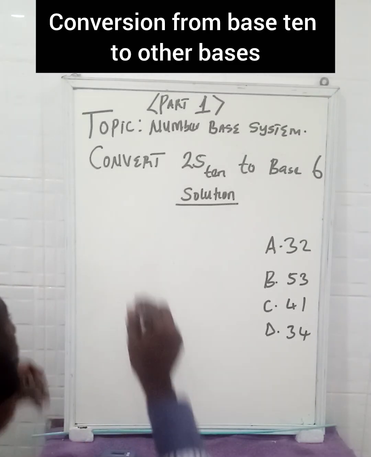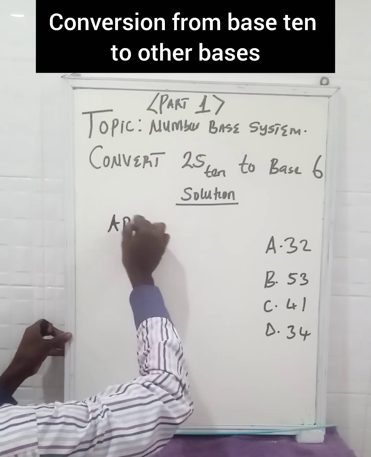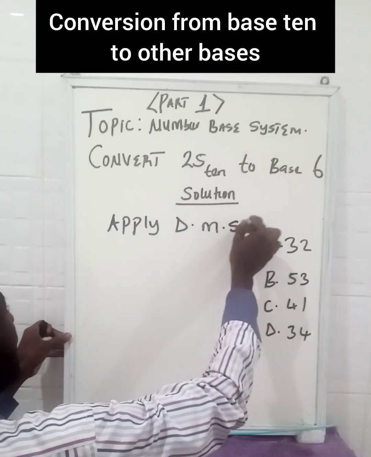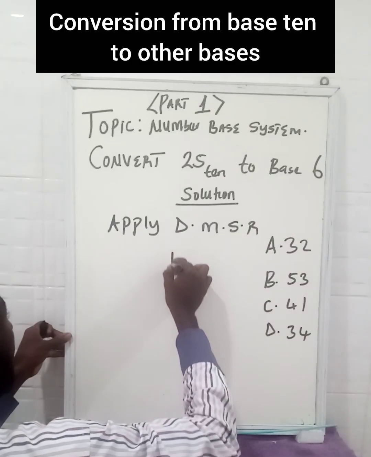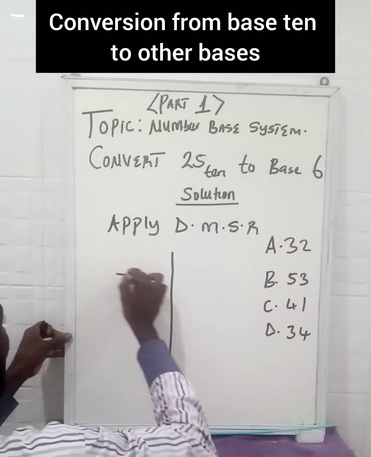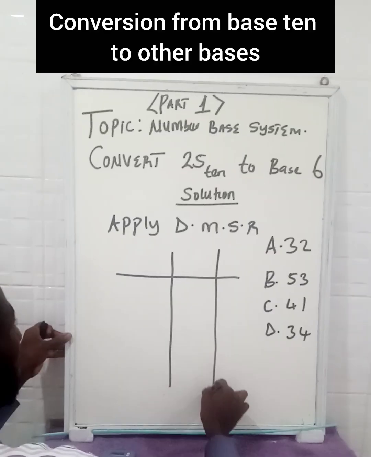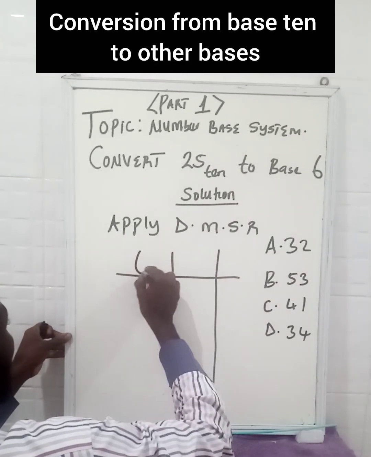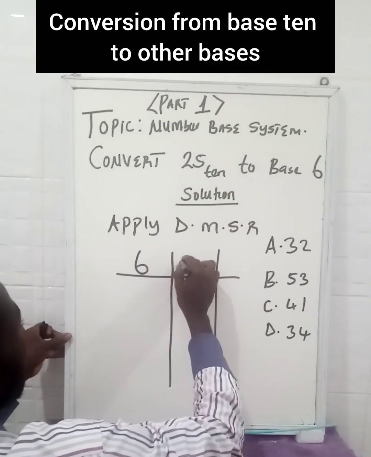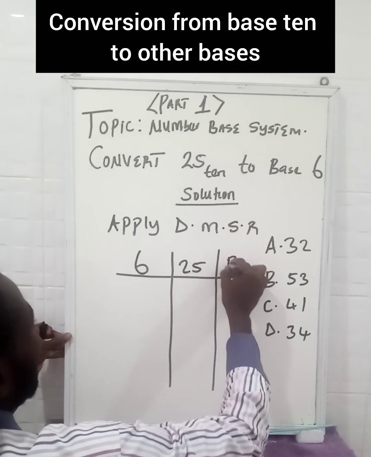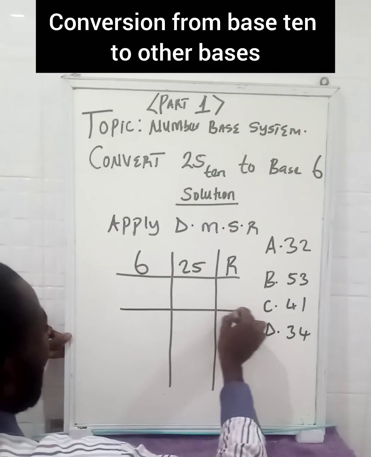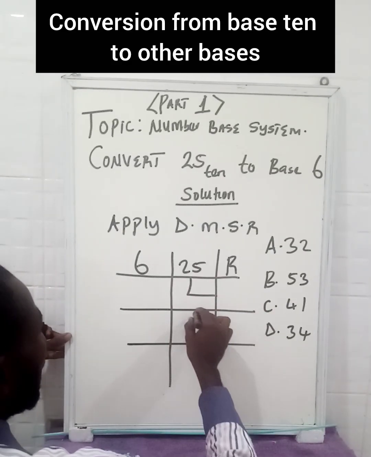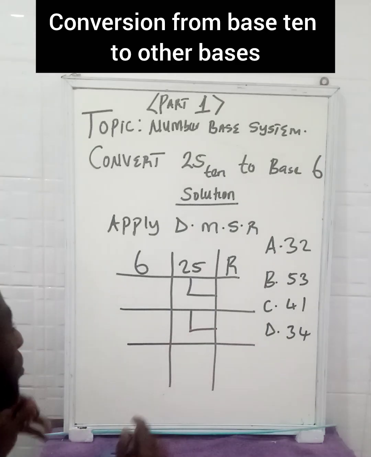In this method, we are going to apply what I call DMXR. And how do we do that? We're going to roll a line like this. We have something like this too. Here, since we are asked to convert 25 base 10 to base 6, this 6 will be here. Alright, the 25 will be here, and this one will serve as our remainder. I'll roll something like this. I'll put some box here. The reason I'm doing this is so that beginners will be able to understand what I'm going to do.